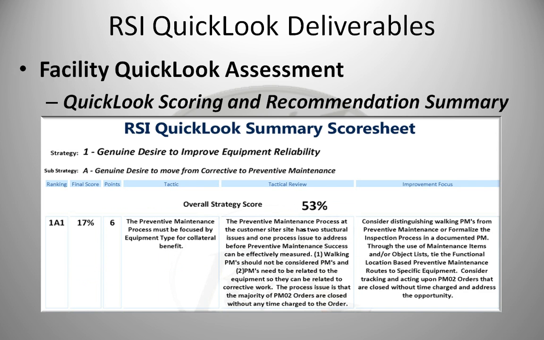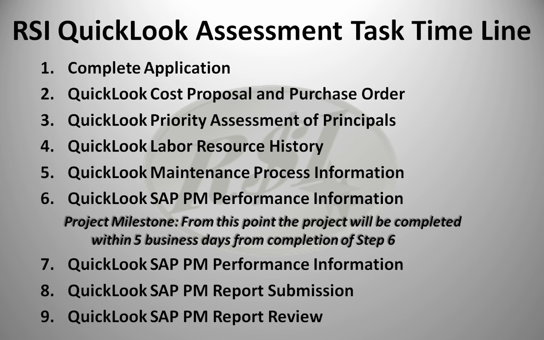All of these assessment points are grouped into prioritized tactics and scored against SAP PM capabilities. Each of these groupings also contain a general assessment and improvement focus. These groups are summarized as a total strategy score. The QuickLook assessment is designed to display graphically the opportunities and the next steps, allowing the customer to choose the improvement process that they feel will suit their business plan.